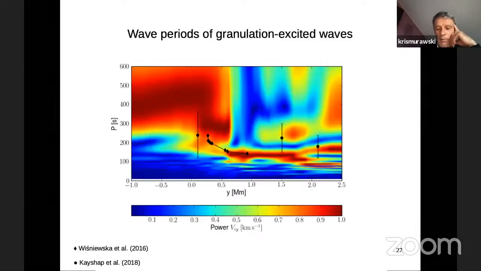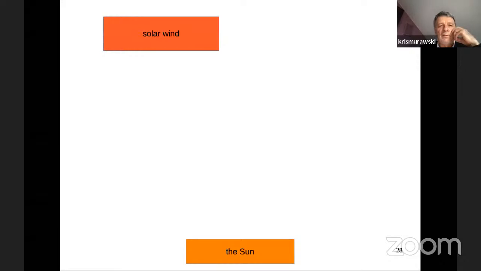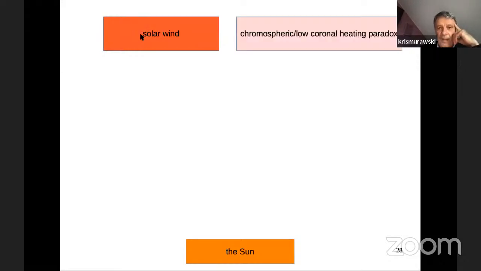So we have the sun. The solar wind is observed on the sun, and we also have this chromospheric and low coronal heating paradox. These are warmer regions than the bottom of the chromosphere, so the temperature rises in these regions, surprisingly. But upflows are definitely observed, and waves have been observed for decades.